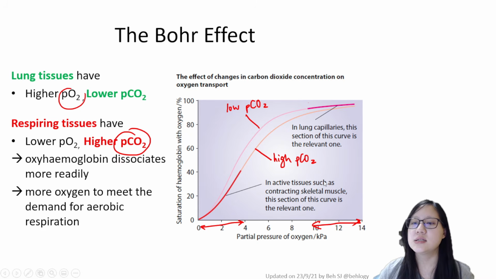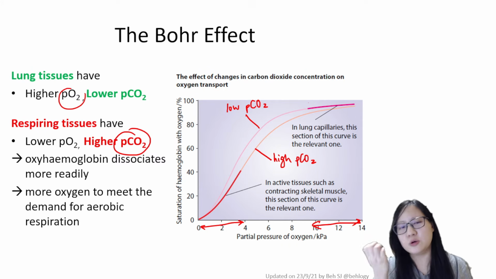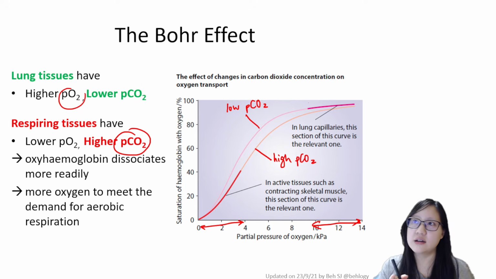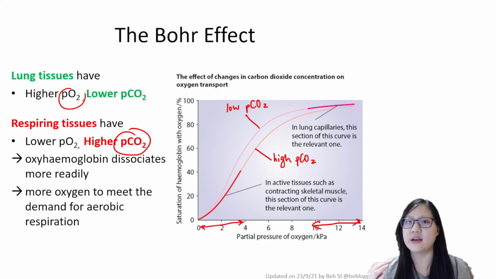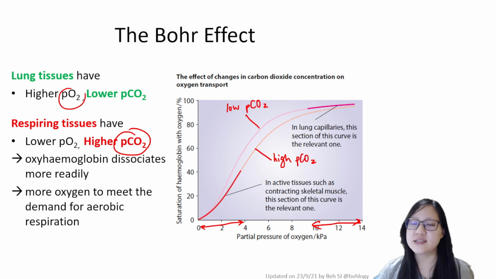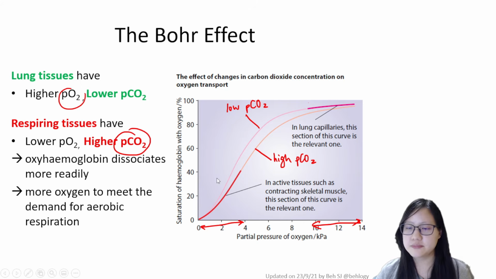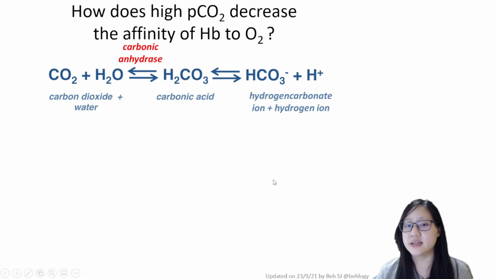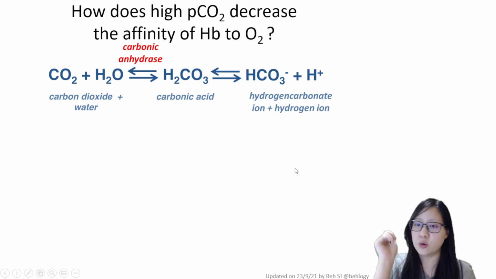Now the question is the mechanism. So we know it happens, but how does carbon dioxide affect oxygen transport? And what is the reasoning behind this curve? What is the specific mechanism? Biologists love mechanisms, I tell you. And this equation is why.